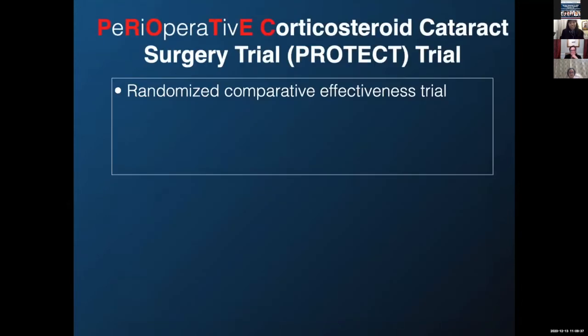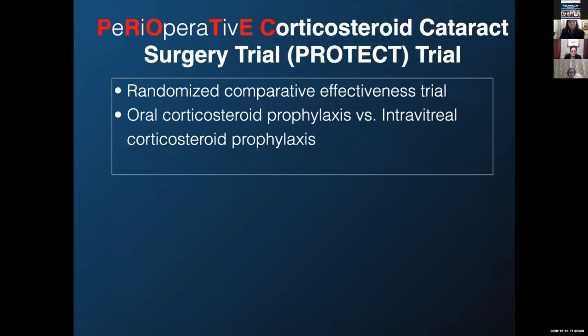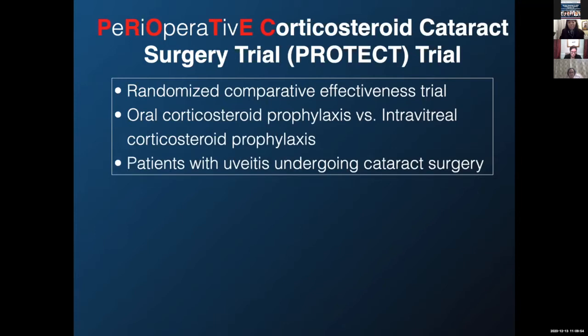This excellent perioperative corticosteroid cataract surgery trial, the PROTECT trial, is in the works. It's a randomized comparative effectiveness trial comparing oral corticosteroid prophylaxis versus intravitreal corticosteroid prophylaxis for patients with uveitis undergoing cataract surgery.